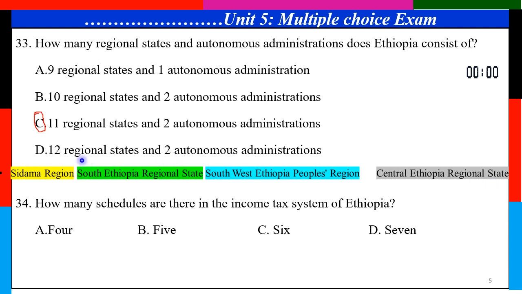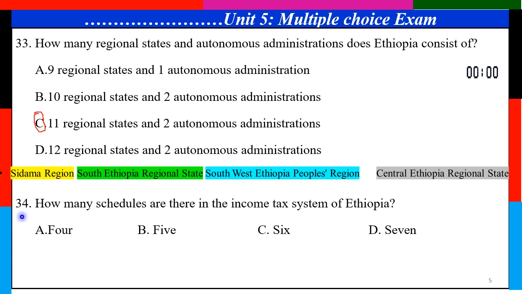Around 12 regional states and the 2 autonomous administrations. The new regional states that were added to the oldest regional states are Sidama regional state, South Ethiopia regional state, Southwest Ethiopian People's Region, and Central Ethiopia regional state.